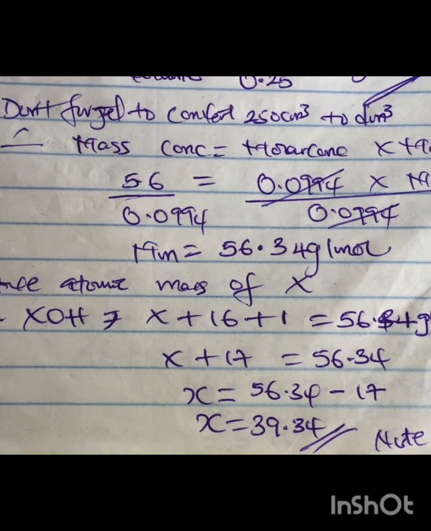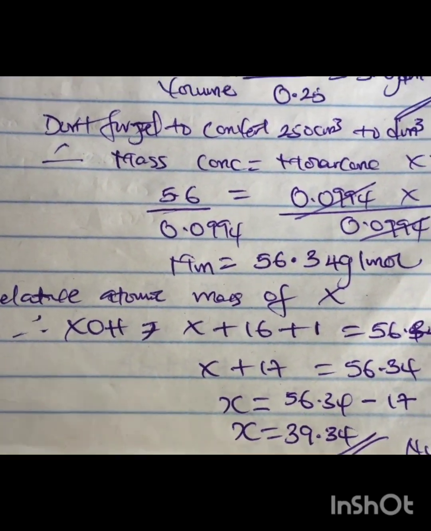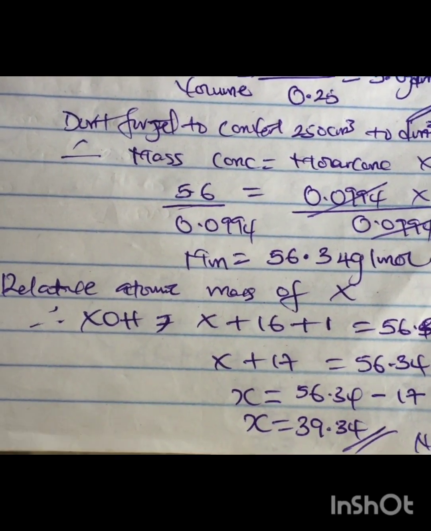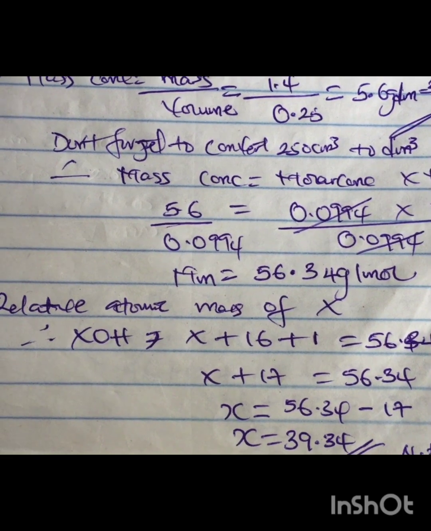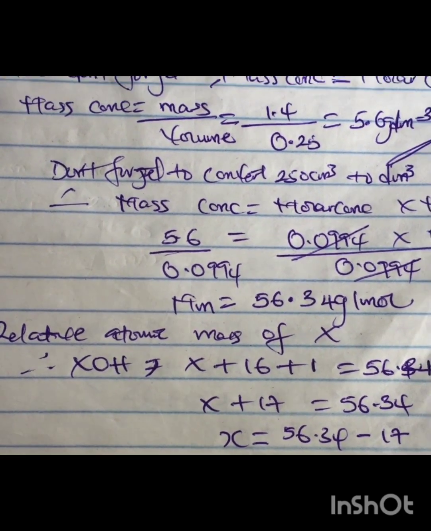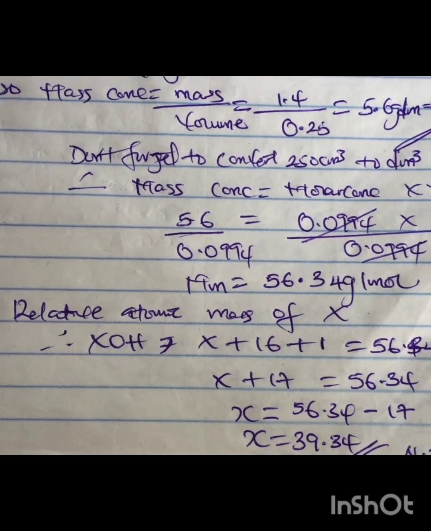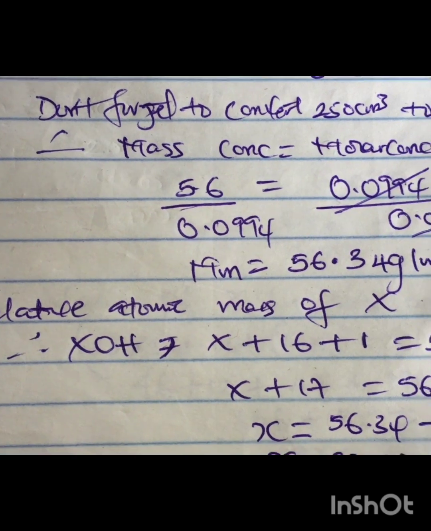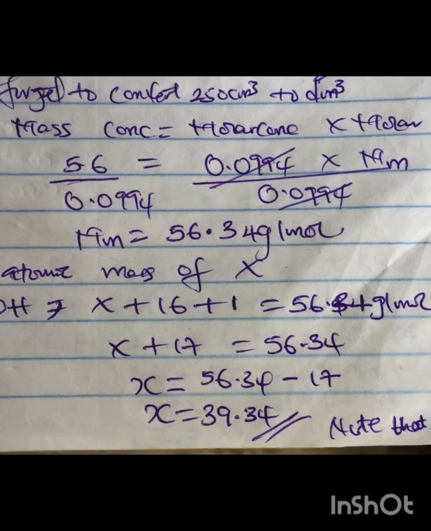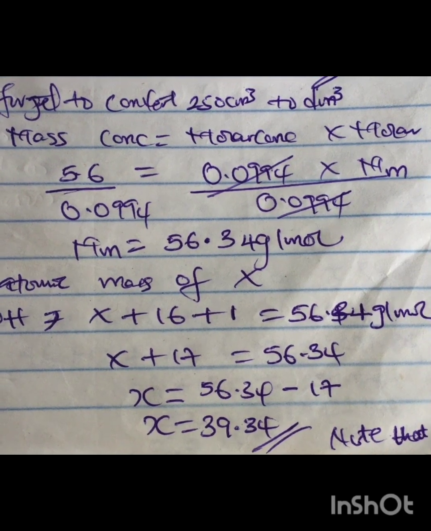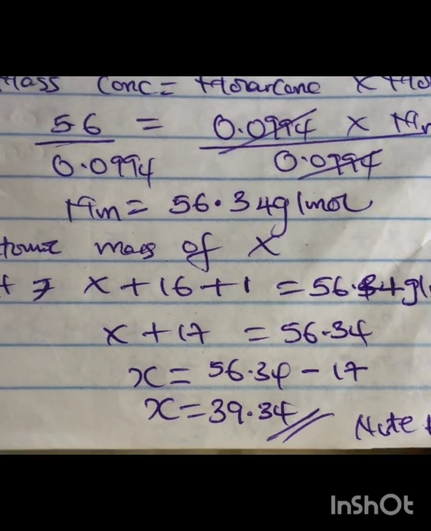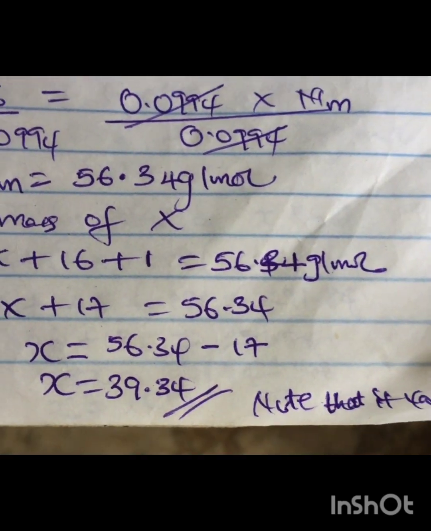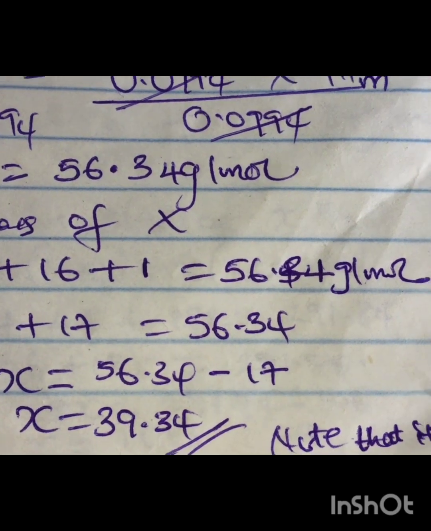Now, how do we get the relative atomic mass of X? We've been talking about molar mass being the sum of the individual constituent elements of a compound. When you add up their individual masses together, you get the total molar mass of that compound. But in this case, it's different because we don't know what X is. So what we do is we have our X plus oxygen, which is 16, then hydrogen, which is 1, gives us the total molar mass, which we've calculated earlier on to be 56.34 gram per mole. Now, X plus 17 equals 56.34. If you make X the subject of the formula, you note that X will be 39.34.